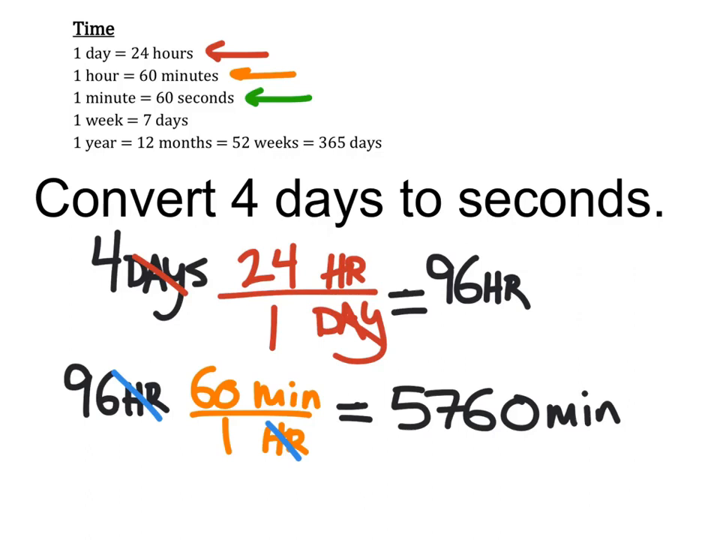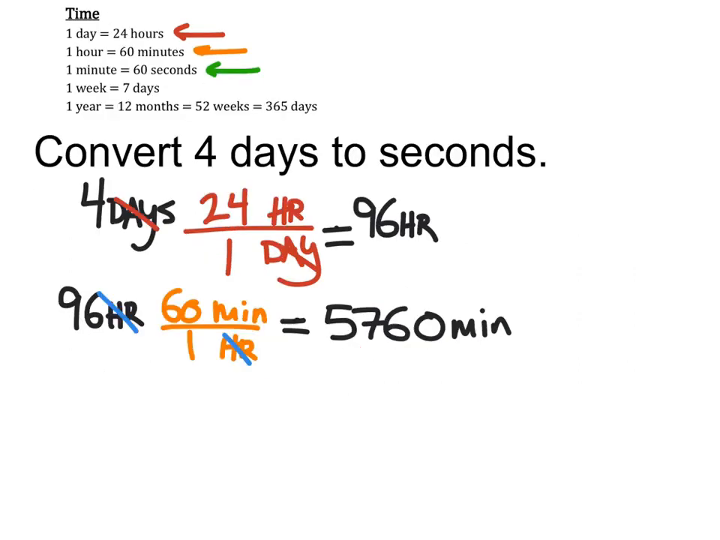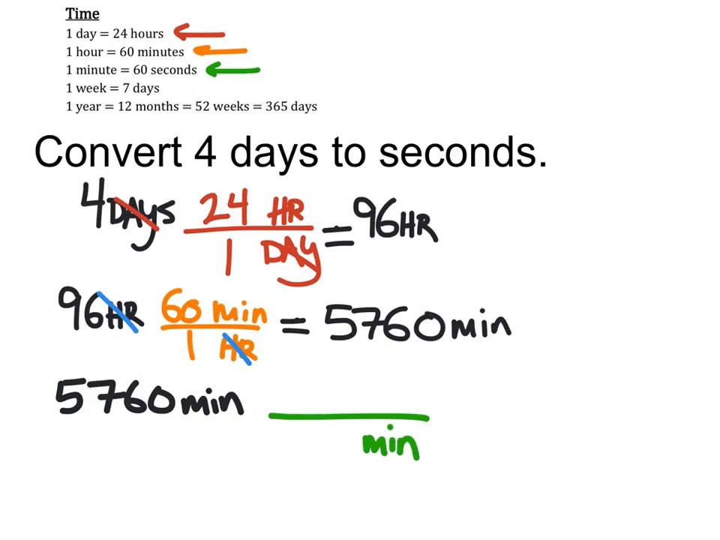5,760 minutes. Now that I have this in minutes, 5,760, I need to change this into seconds. But I know the minutes need to cancel, so that'd be the denominator. I'm changing it to seconds. It's 60 seconds for every 1 minute. So multiplying this out would cancel the minutes out, and would leave me with the seconds, which is what I want out of this.